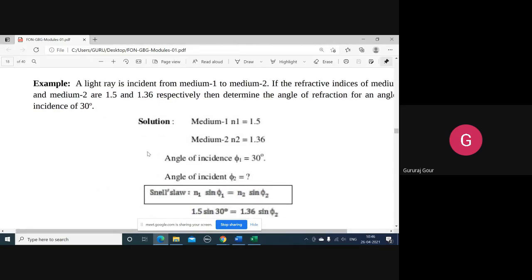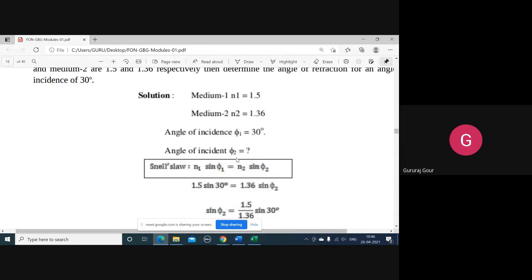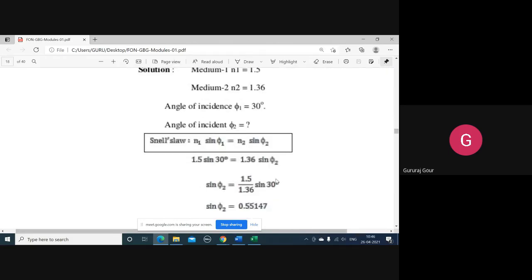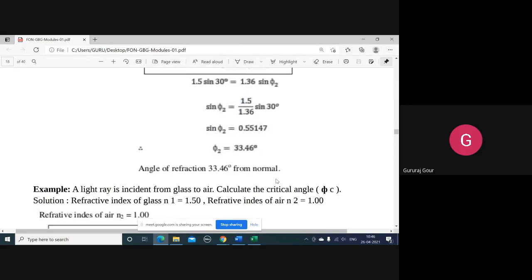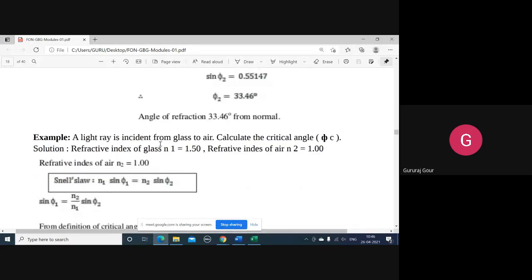The angle of incidence is given as phi 1. The angle of refraction is now being asked, so you take it as angle of refraction, that is phi 2. Substitute the values, you will get it. A very simple problem. Next one, a light ray is incident from glass to air.